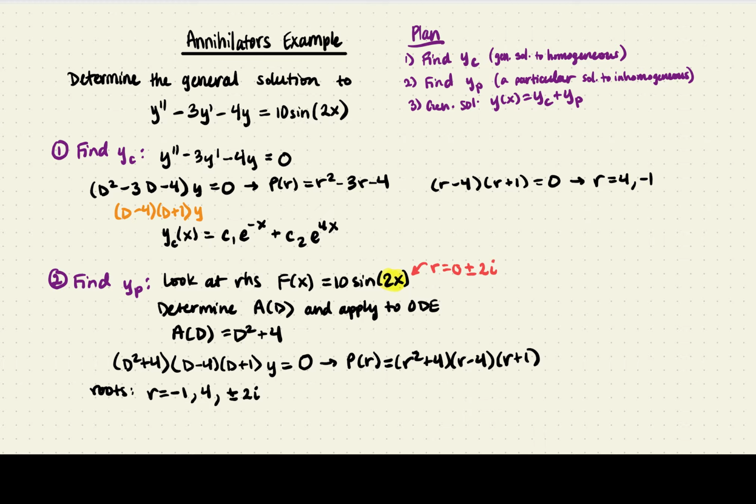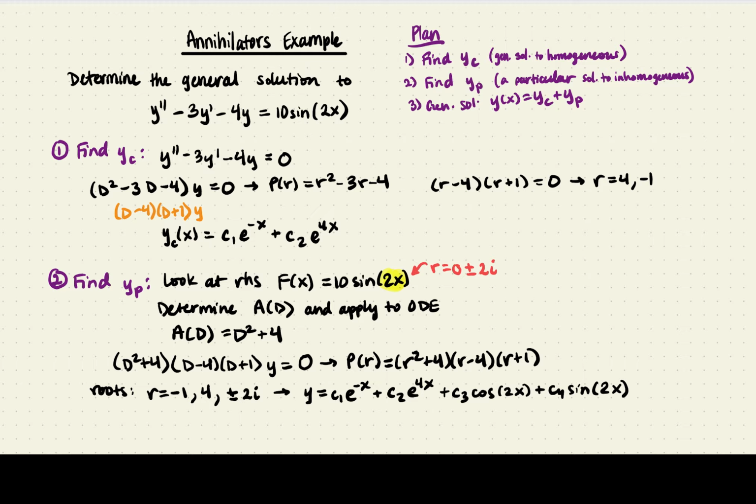So the general solution to this problem is y equals c1 e to the negative x plus c2 e to the 4x. And now I need to write down the general solution associated with these roots, plus or minus 2i. So that's going to give me c3 cosine 2x plus c4 sine 2x.